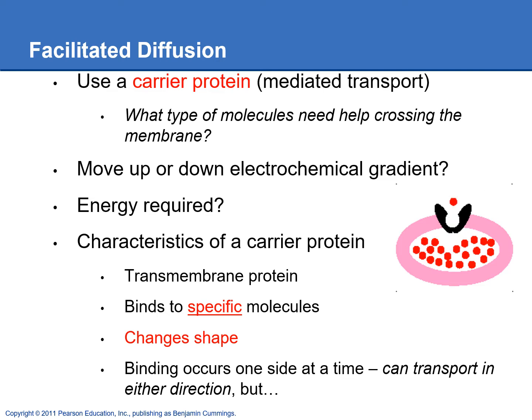The carrier proteins can move the molecules in both directions, but they're not going to be transporting this molecule from outside the cell to the inside just because of the concentration gradient. You've got a lot more of the molecules on the inside, more of a chance of it binding on the inside than you do on the outside because there's a lot fewer molecules there. But they could reverse direction and go the other way if the concentration gradient did change.